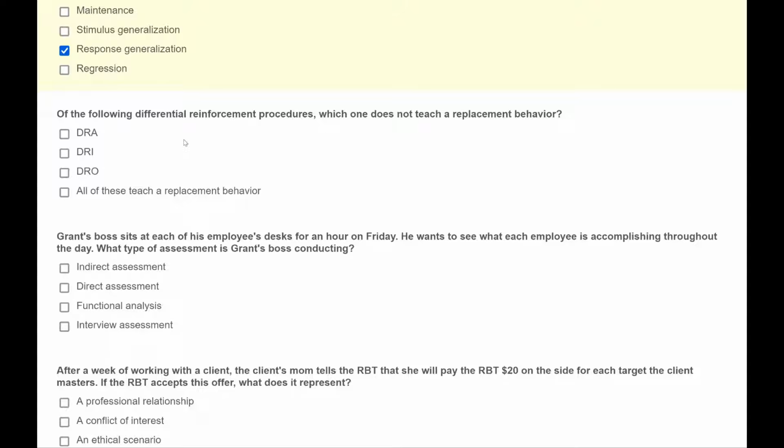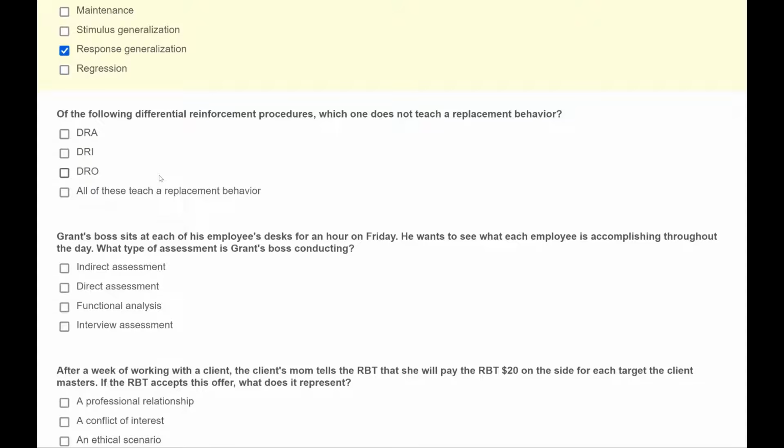The 3 main types you need to know as an RBT are DRA, DRI, DRO: differential reinforcement of alternative, differential reinforcement of incompatible, differential reinforcement of other. What is the primary difference between DRO and DRI and DRA? Well, with DRO, we are reinforcing in the absence of a behavior, right? We're picking a target behavior. Whenever that target behavior is not occurring, we're reinforcing.